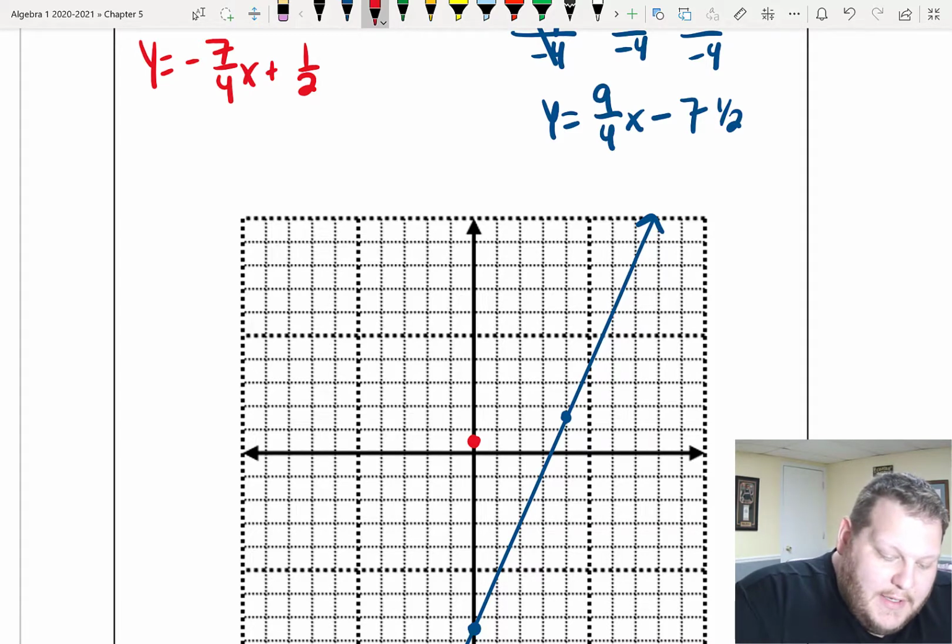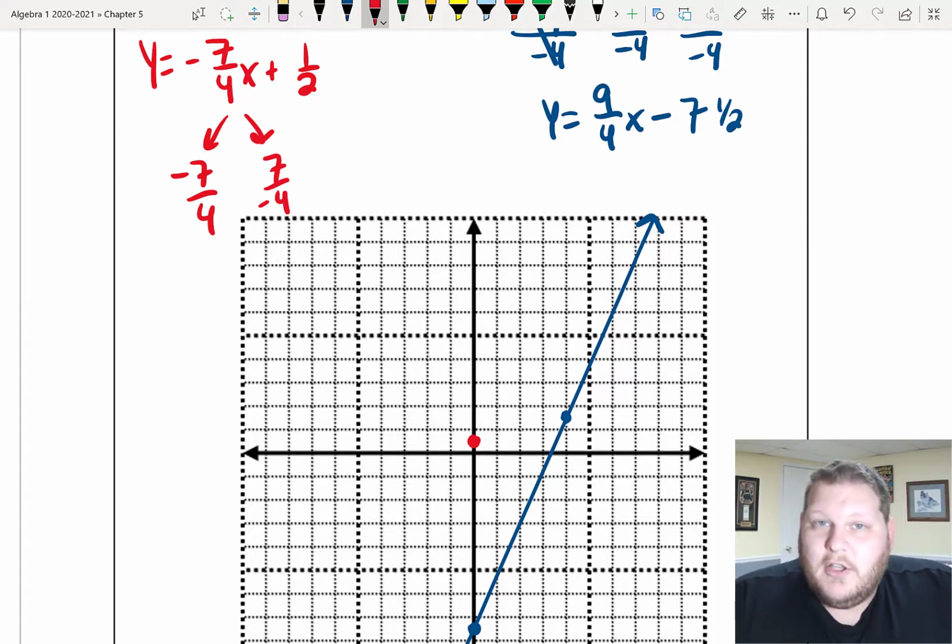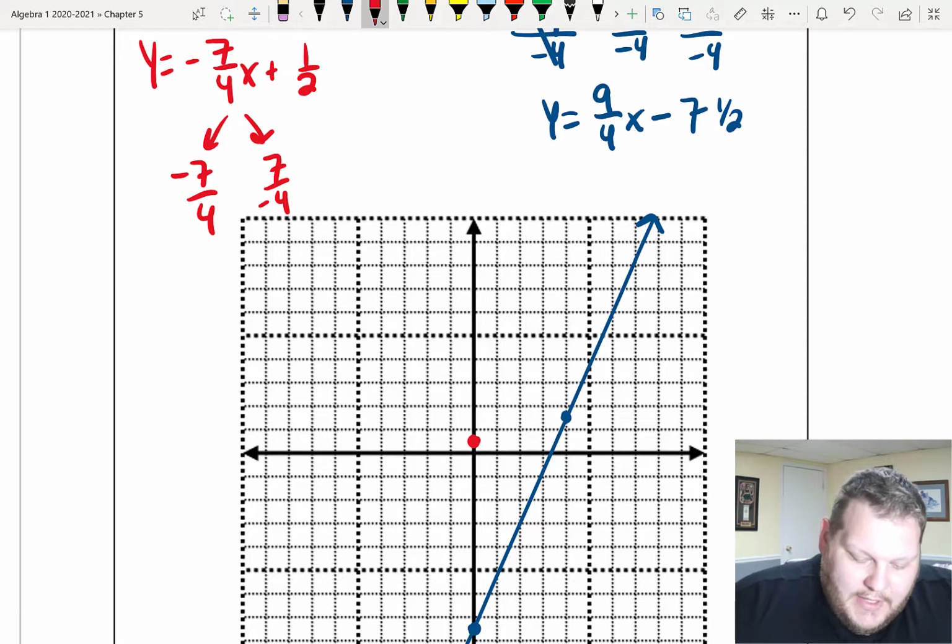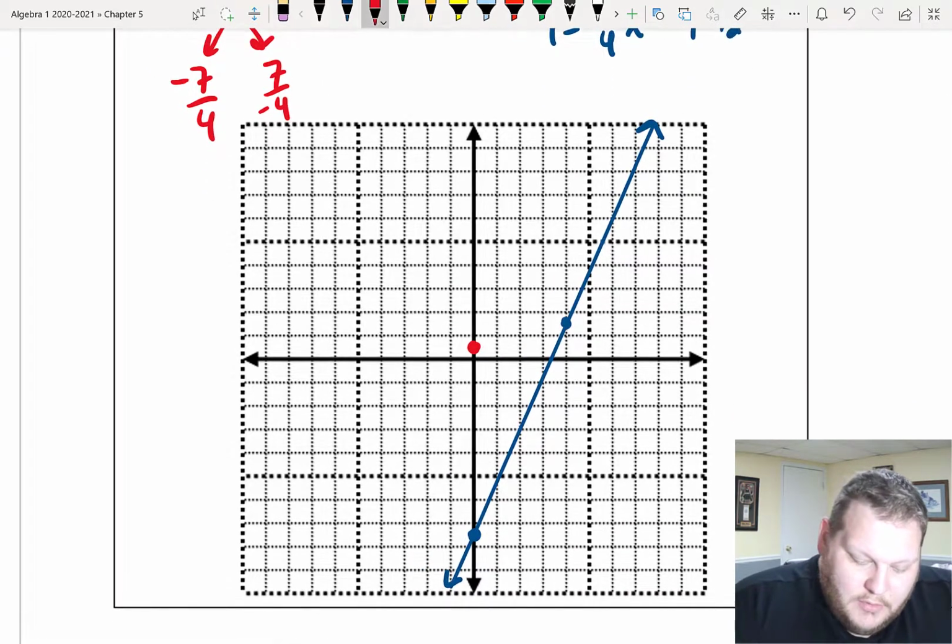So again, that could either be negative 7 over 4 or 7 over negative 4. And remember my slope, when it's negative, either my rise over my run is negative, not both of them. So I'm going to go ahead and just say, let's go down 1, 2, 3, 4, 5, 6, 7, and over 1, 2, 3, 4. That's this point right here.